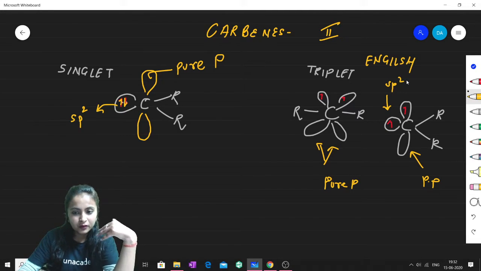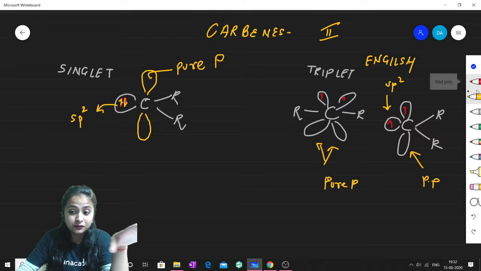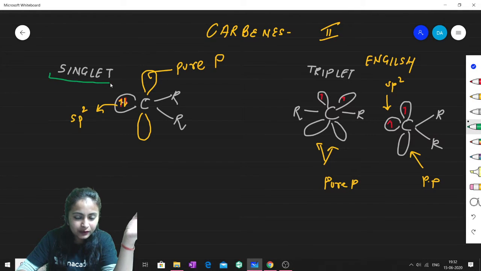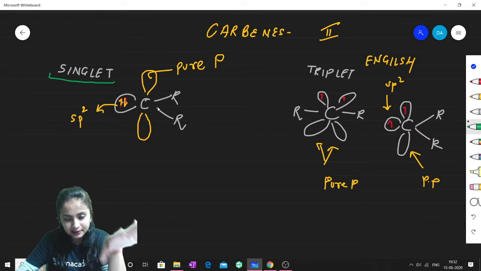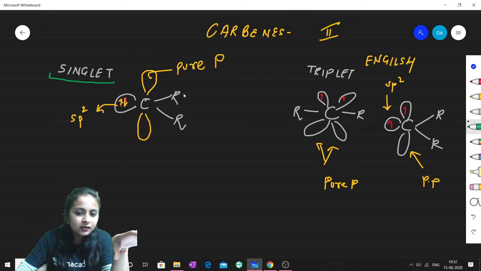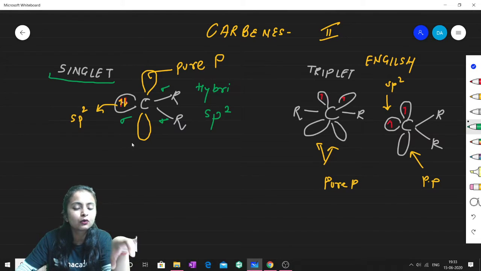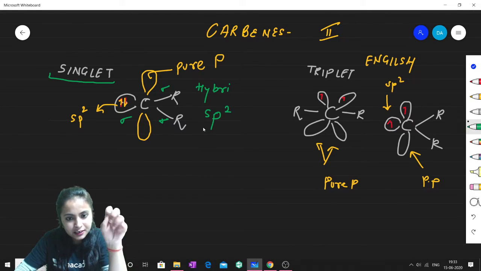Now, furthermore, let's discuss the difference. This particular one is termed singlet. Why is it singlet? I'll explain, but before this, you should know that the hybridization of this particular carbene is sp2. You can count sigma 1, sigma 2, and these two electrons are counted as sigma too. So we say that this is sp2 hybridized.